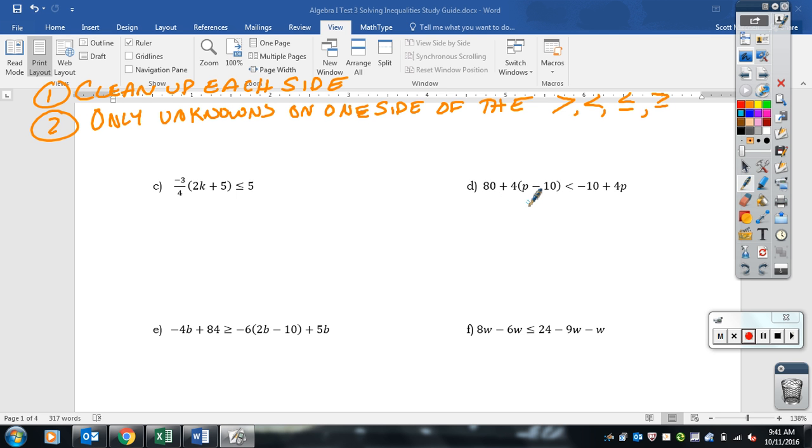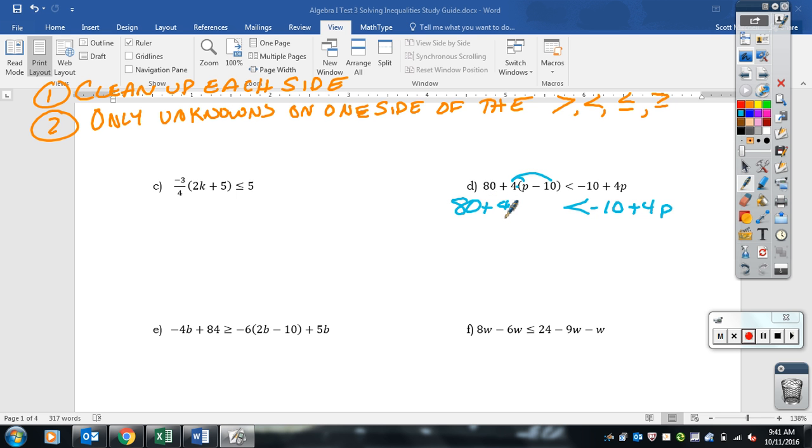1D, again, we have to follow our rules. Clean up each side. On the right-hand side, nothing to clean up, but on the left-hand side, plenty to do. I have to distribute first. Why do I distribute before I add 80 and negative 10? Well, we still follow order of operations. Multiplication comes before addition. If you combine this 80 and 10, you're not doing it correctly. You have to follow order of operations.